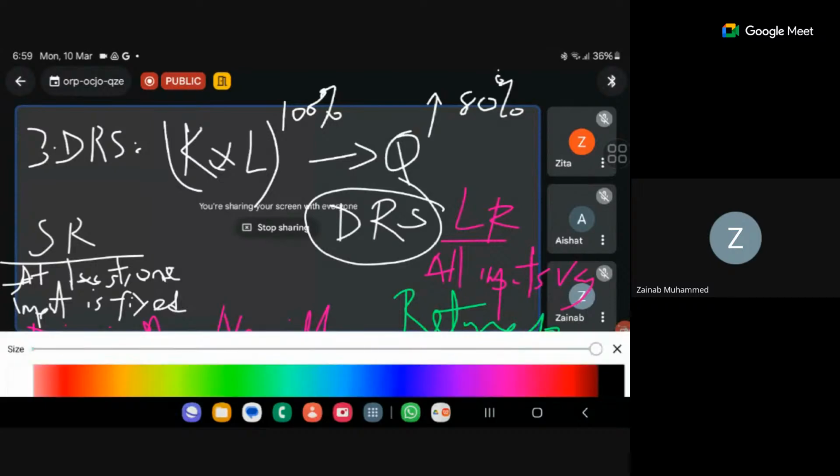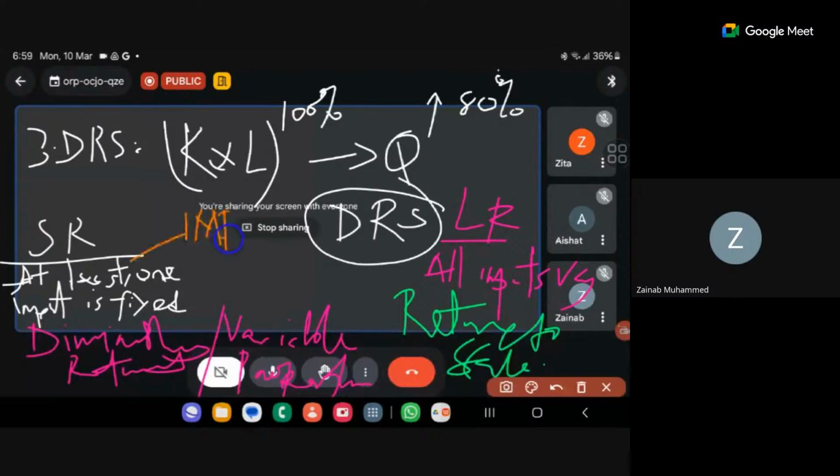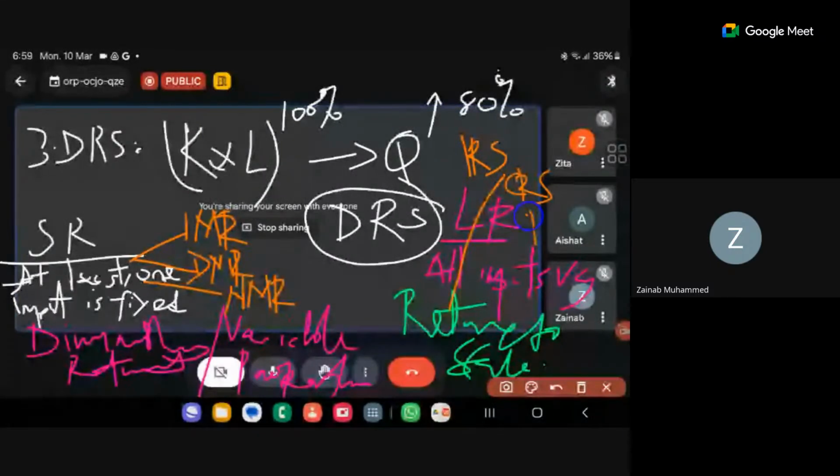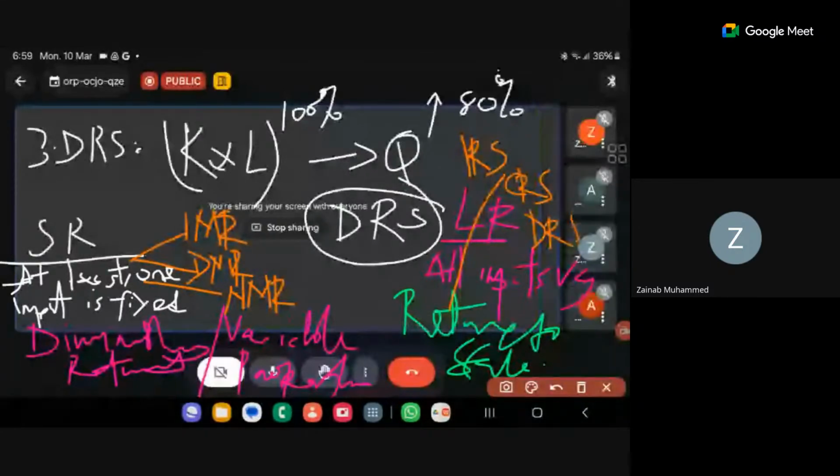The law of variable proportion is broken into IMR, DMR, and NMR. Return to scale is broken into IRS, CRS, and DRS. Okay?